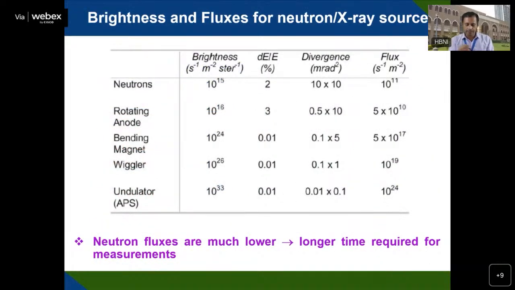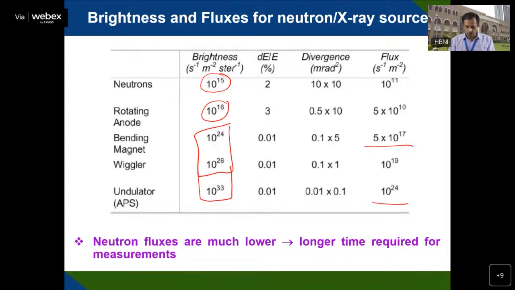But if you see the brightness or fluxes of neutron and X-ray sources, you can see that in the case of neutrons the brightness is quite low, on the order of 10 to the power 15. But in the case of X-rays it is quite high, rotating around 10 to the power 16. But these three are mainly based on high-energy X-ray sources, where you are able to get quite high brightness, of the order of 10 to the power 26 to 10 to the power 33. So depending upon this flux value, a neutron or X-ray can be used for different characterization techniques.